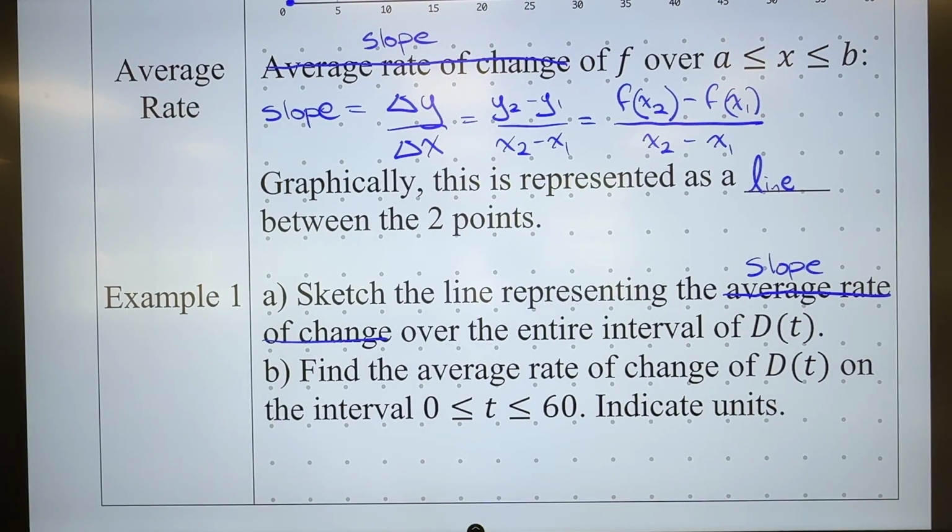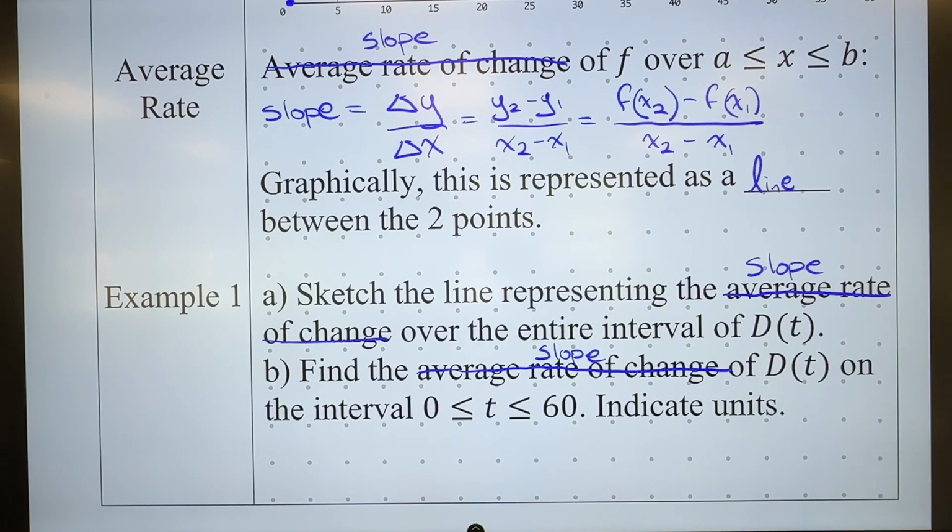Now I'm actually trying to find the average rate of change. Again, I see the words average rate of change, I cross it out and I change that to slope. So part A is asking us to sketch, part B is asking us to actually calculate. So calculate the slope on that interval between 0 and 60. And I need to indicate units. Whenever in AP Calculus it says indicate units, they will take off points if you don't have the correct units.